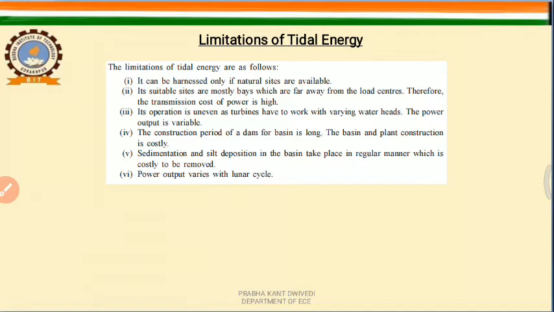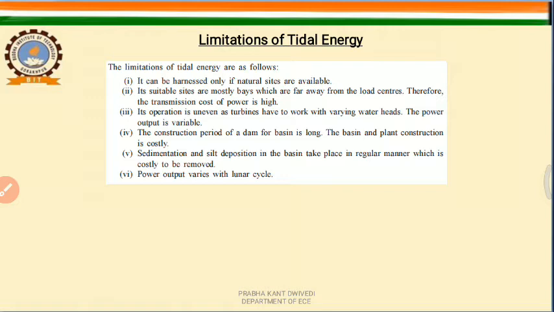We have to choose an estuary. We have to choose a site where we do not have to construct the basin. The basin is constructed naturally. So this is the limitation. Where the basin is constructed naturally, we will install such a system. Its suitable sites are mostly bays, which are far away from the load centers. Therefore, the transmission cost of power is high. Somewhere we have to invest the money. If we are saving in the construction, we have to put it into the distribution of the electricity.